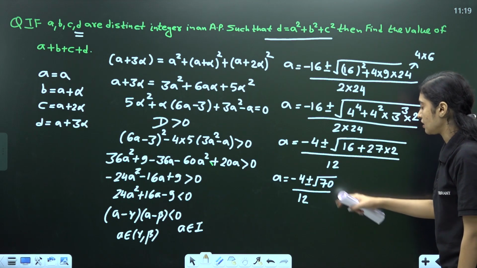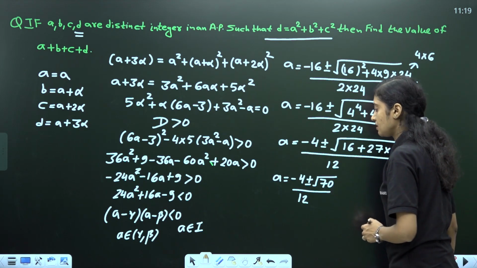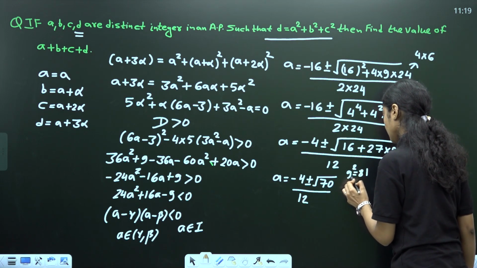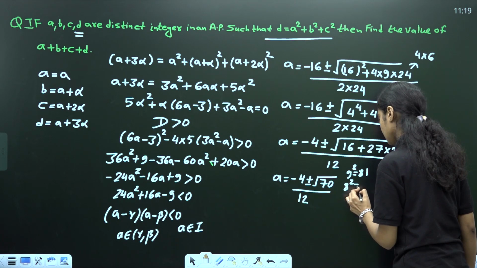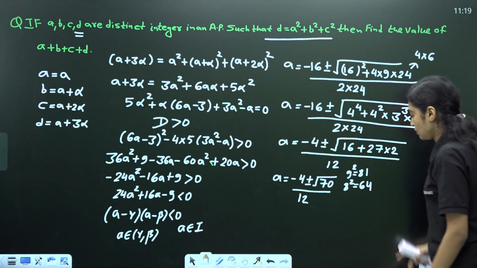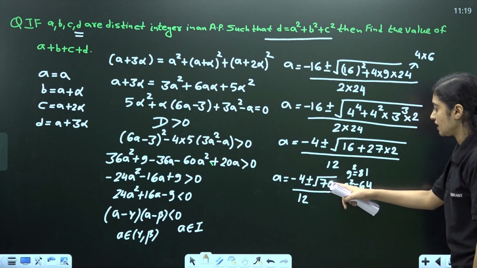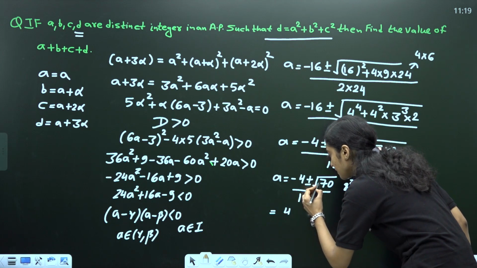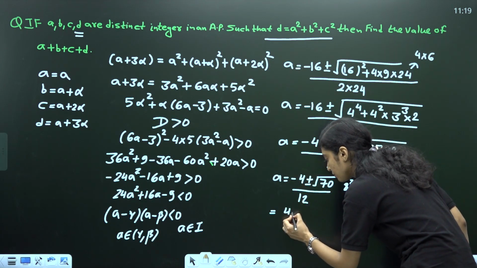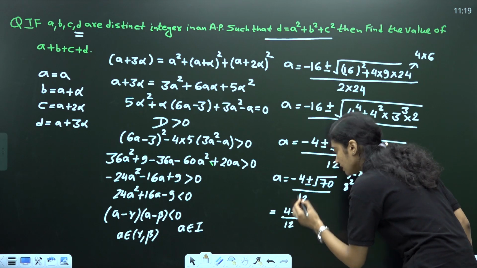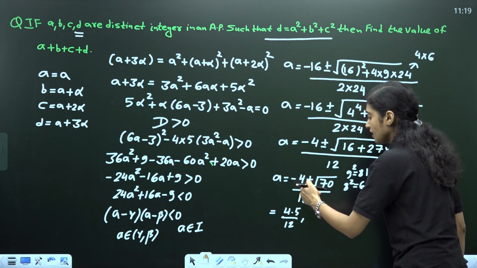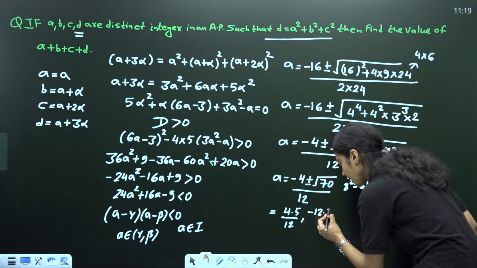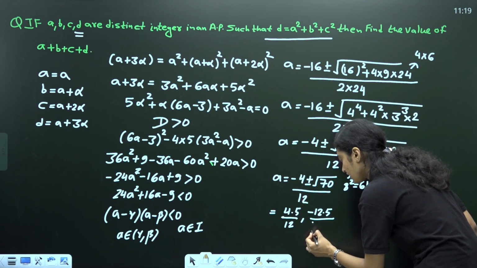6 square is 36, 8 square is 64, 9 square is 81. So the value lies between 8 and 9. Suppose 8.5. Then if we take the plus sign, 8.5 minus 4 is 4.5 by 12. And if we take the negative sign, then 8.5 minus 4 becomes minus 12.5 by 12.